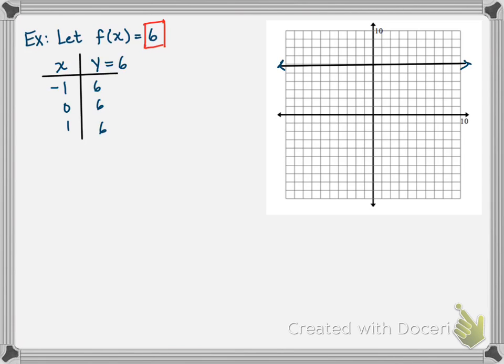So it's just a horizontal line at a height of 6, right? We can plot the points that I put in here, right? They're here, here, and here. But remember that when we say f of x equals 6, we're giving an output, right? Because f of x is an output, so we're giving y values, not x values. So it's a horizontal line, not a vertical line.